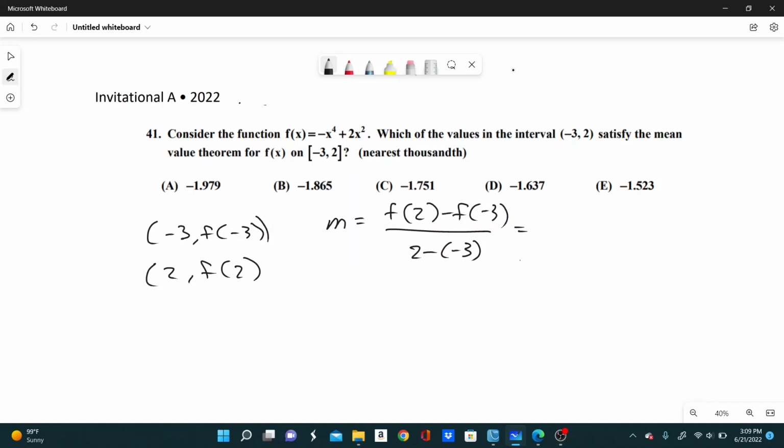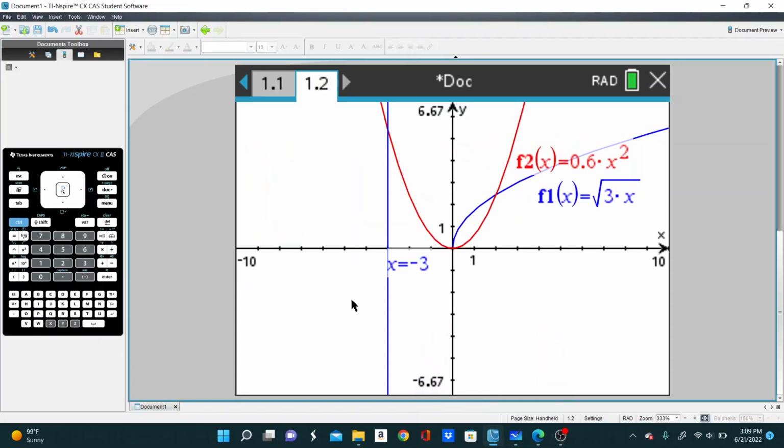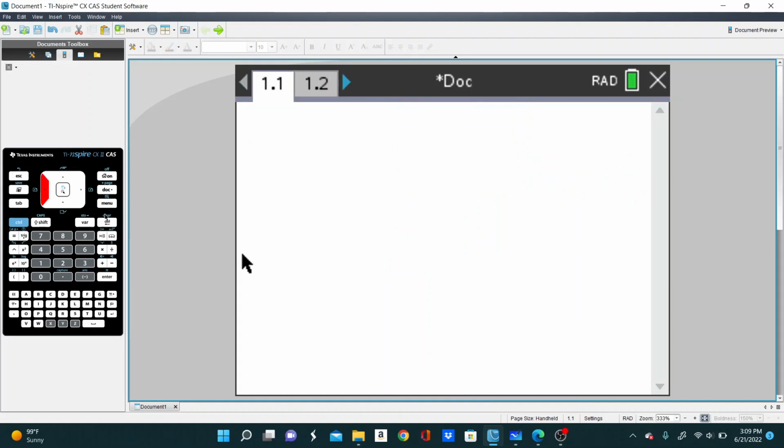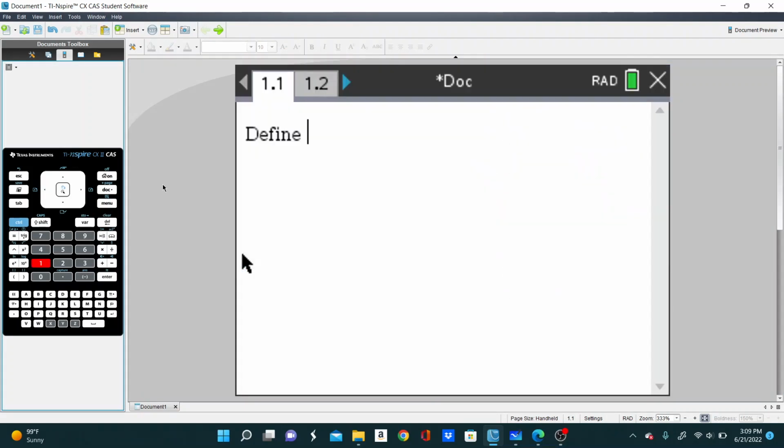To do this, I'm going to define a function in my calculator of f of x equals negative x to the fourth plus 2x squared. So here we go. I'm going to go to menu 1, define, and I can type f of x equals negative x to the fourth plus 2x squared. And now I can just find the slope.